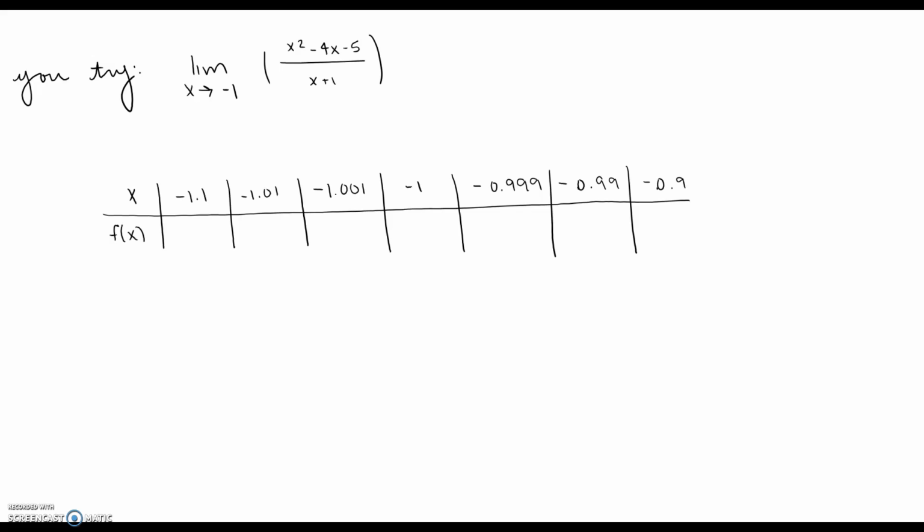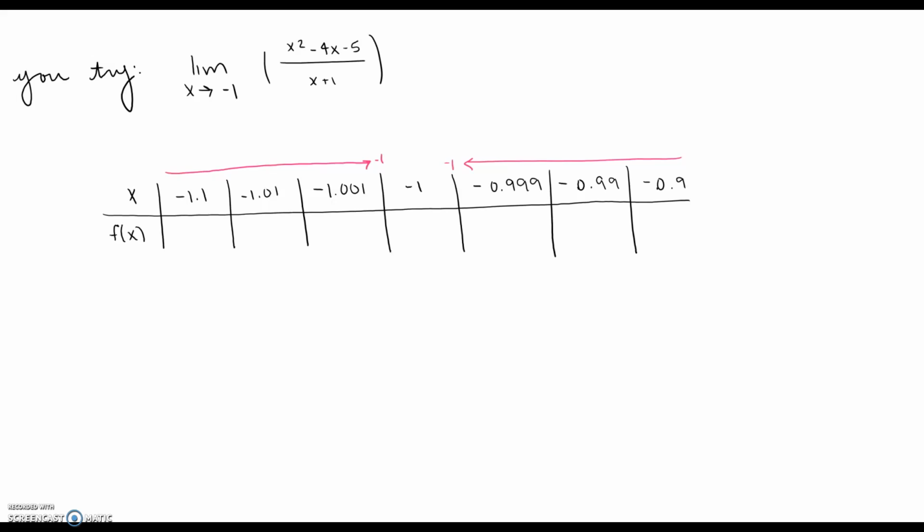Alright, so I didn't finish the entire problem, but I did start the table. So because we're approaching -1, I want to get really, really, really close from the left and from the right. So that's why I chose -1.001, -1.01, -1.1, and then -0.9999. Now we're going to substitute all of these into the equation.